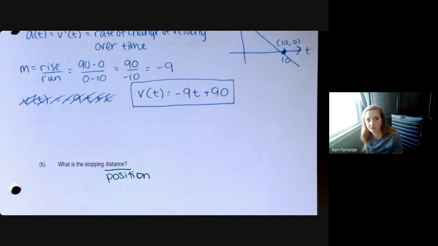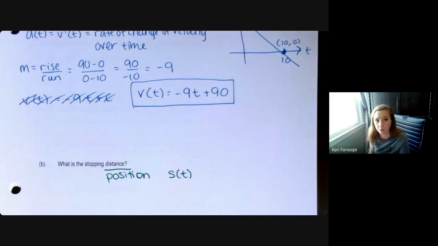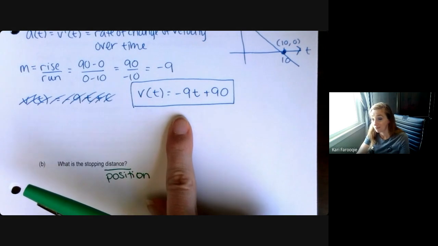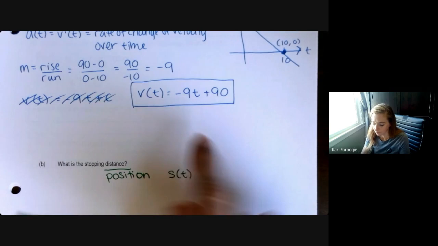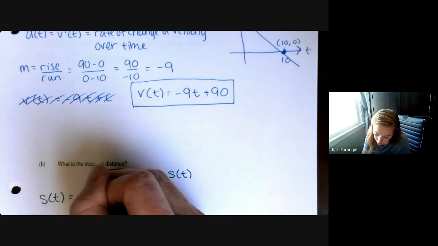Okay, so distance, remember, just kind of relates how far you've gone, and that's your position. So if I'm trying to find position, I always know that position is using S of t. Now, I don't know S of t, but I know V of t. So I can use V of t to find S. So I can say that S of t is the integral of V of t.